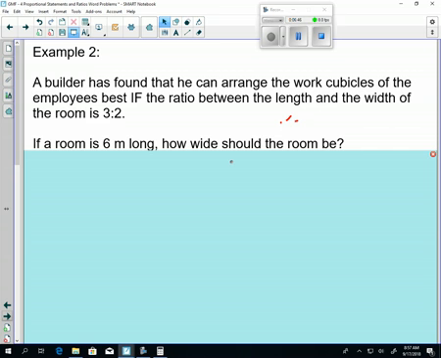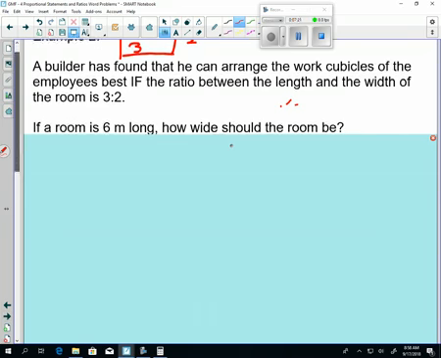Here's another example. The builder found that he can make these work cubicles in an office, rather than putting walls up, they can put these little panels. And if the ratio between the length and the width, so the length of the cubicle and the width, is a ratio of 3 to 2, we're going to make this little cubicle. If the room is 6 meters long, how wide should the room be?